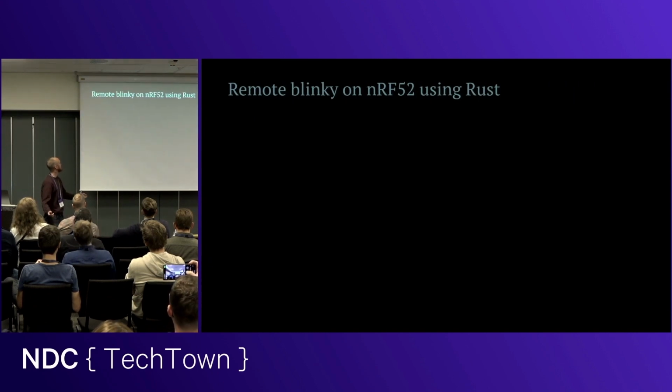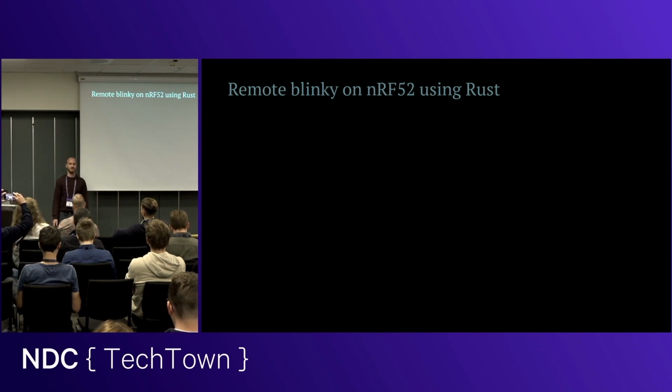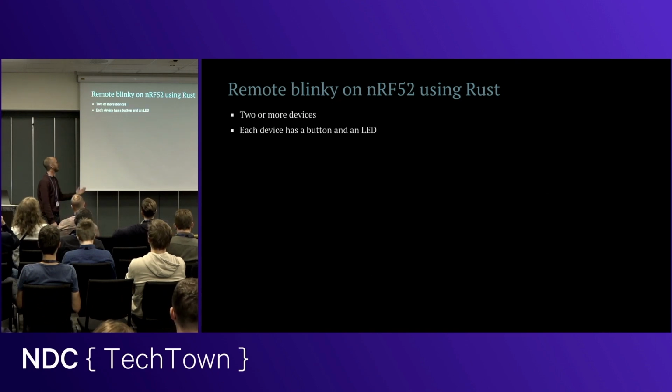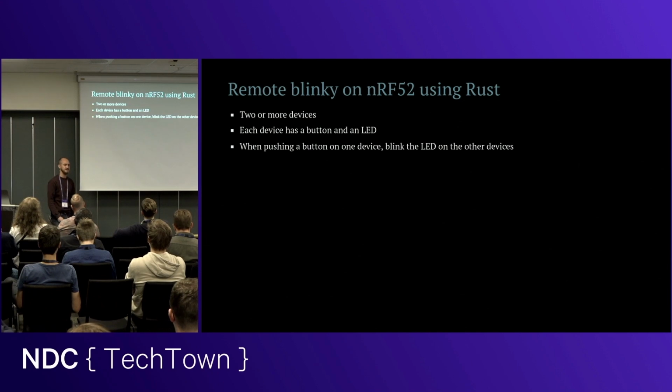Let's get started on today's task. I'm going to show you how to do a very simple embedded project on the nRF52 using the radio to make an LED on a different device blink. Simple setup, two or more devices. Each device has a button and an LED. And if you push the button, the other one blinks.